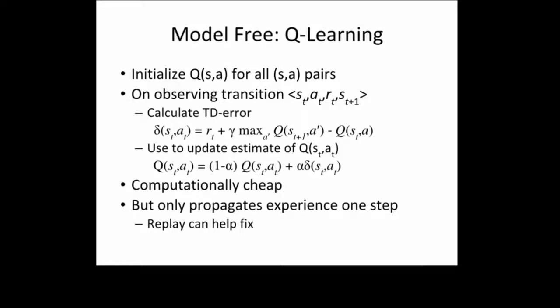Now, this is very computationally cheap, and one thing that I should mention is that in a lot of the things I talk about today, I'm going to be very interested in data efficiency. This is a pretty big departure from a lot of the work that's been going on right now, and I'll talk about why that might be important later. But in this case, one of the reasons why Q-learning was very interesting and continues to be very interesting is because it's very computationally efficient to do these updates, but it only propagates the experience one step. Now, this can be remedied by doing things like experience replay, which have been very effective recently.